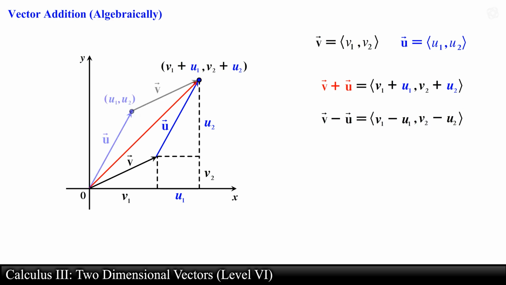We can also illustrate the sum of two vectors by using the parallelogram law. Once again, notice that the x component of the resultant vector is equal to the sum of the x components of vector v and u, and the y component is equal to the sum of the y components of vector v and u. Alright, in our next video, we are going to go over various examples illustrating how to use the algebraic definition of scalar multiplication and vector addition.